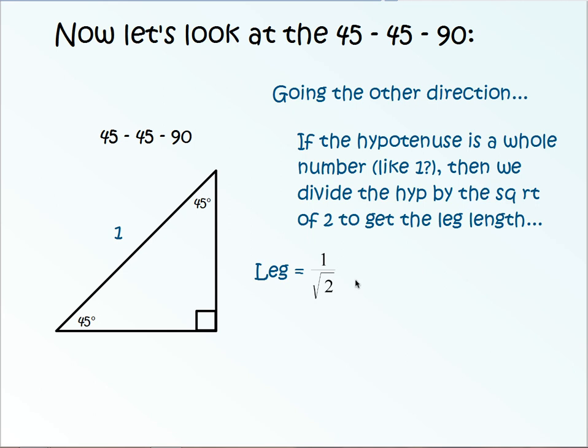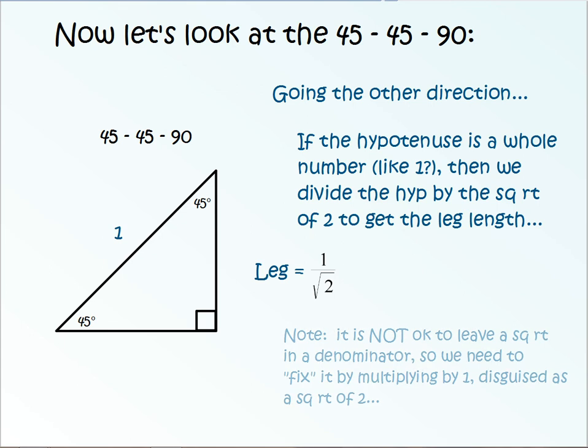Now, this is why it presents a challenge for us. I can never, ever leave a square root in the denominator of a fraction. So we need to do something called rationalizing the fraction, or rationalizing the denominator, and we're going to do that by fixing this fraction so that it no longer has a square root in the denominator.